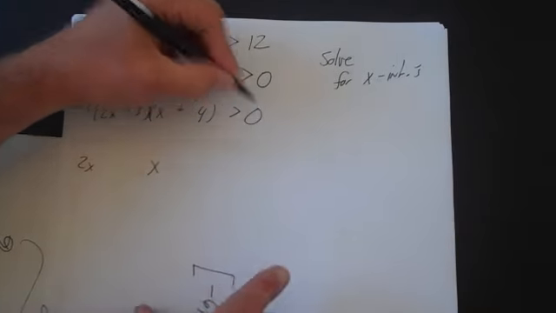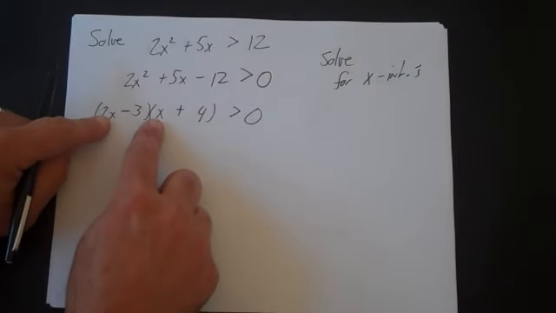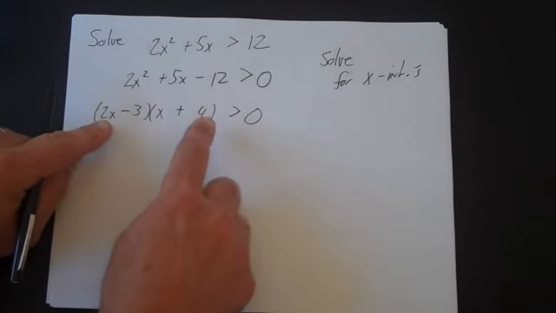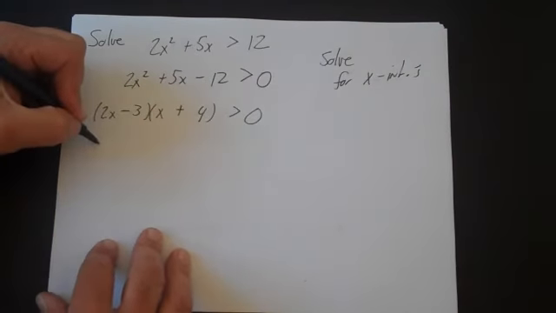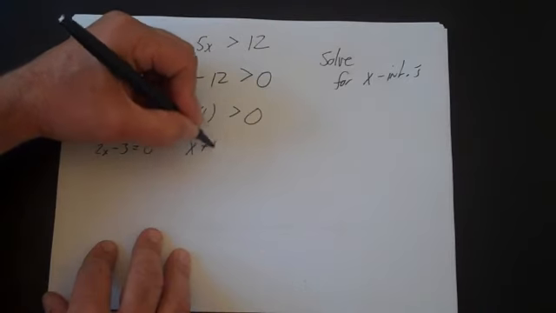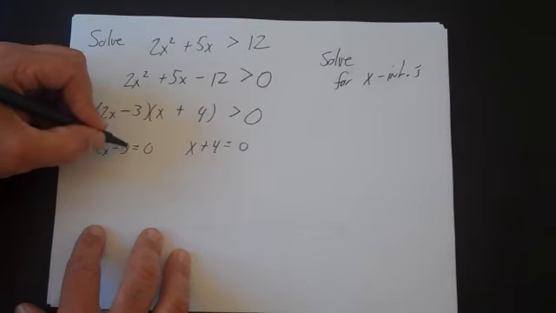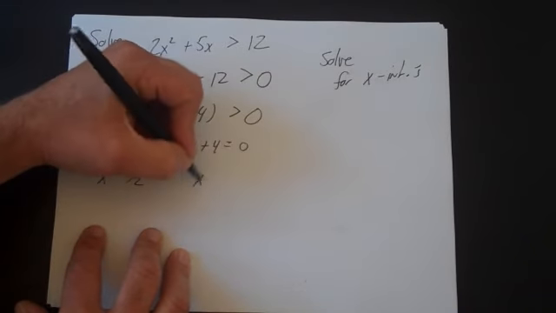You can also use AC factoring. That's probably the best way to do it, but you can always check yourself. This is 2x squared minus 3x plus 8x minus 12. Perfect. The critical values here are going to be 2x minus 3 is equal to 0, x plus 4 is equal to 0. So it's going to be positive 3/2 or minus 4.